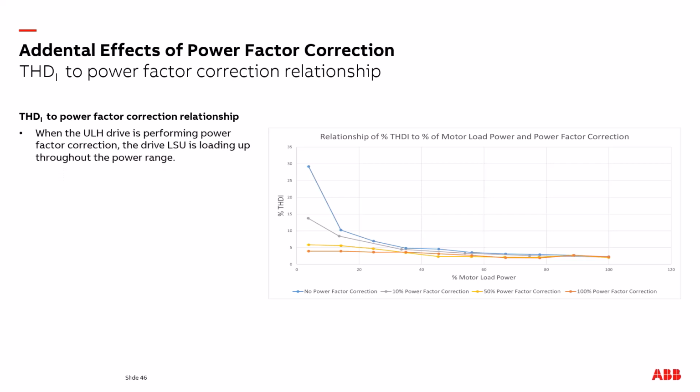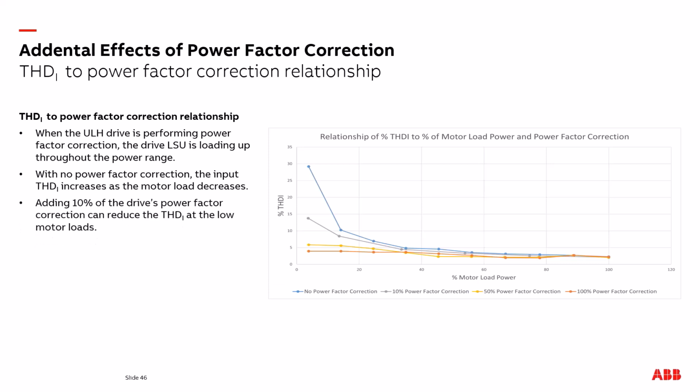When the ULH is performing power factor correction, the line supply unit is loading up through its power range. If I look at no power factor correction, the input total harmonic distortion increases as the motor load decreases. When the motor load starts getting below 40% of the power level, the amount of distortion starts to increase. When we get down to about 10%, it starts to increase quite a bit more. And I'm talking about motor power load, not just amperage, the actual amount of power going to the motor.